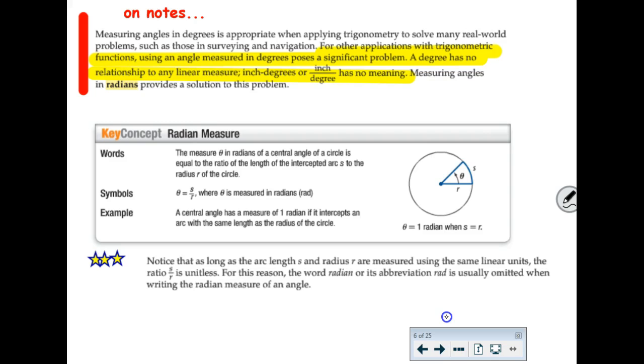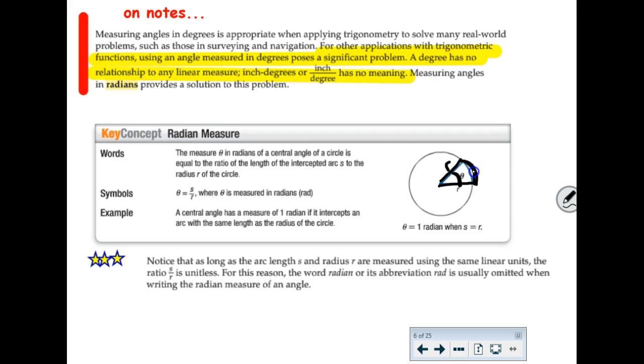It's the basic explanation for it. The idea is if you have a sector, and both of these are measured as r, then the angle between here is considered 1 radian. Okay, if all of them are measured as the same value.